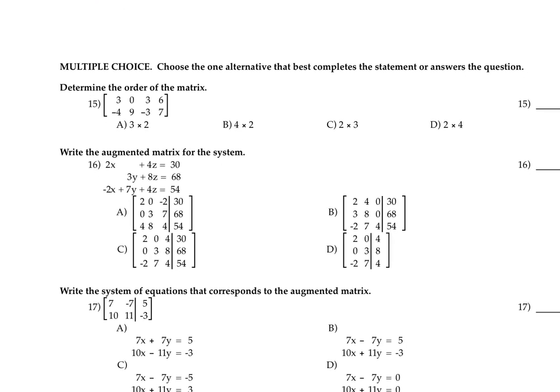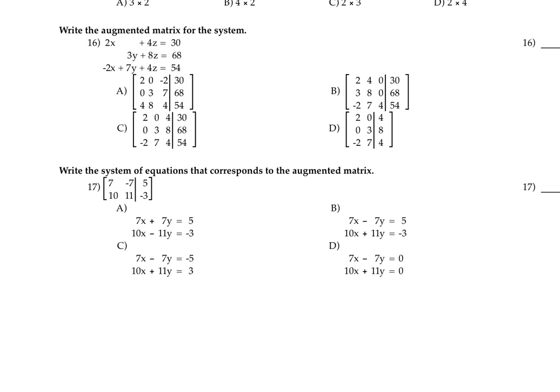Here we just want to know what's the order, what's the size of the matrix? So that one's pretty straightforward. 16 and 17 are pretty straightforward. This one gives you the equations. We have to say which matrix is correct. This one gives you the matrix. You have to say which equations are correct. So there's no solving or anything like that. It's just which one does it match up with. There shouldn't be any work involved in those, just matching them up.